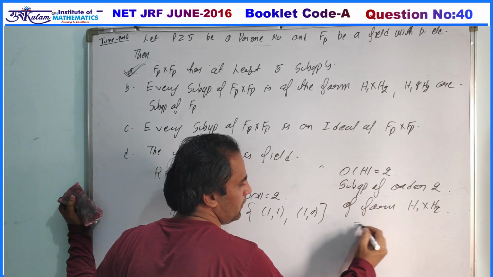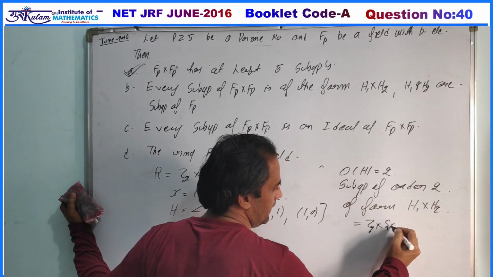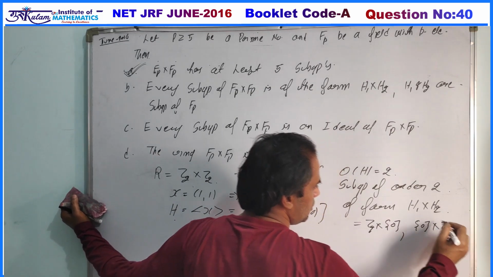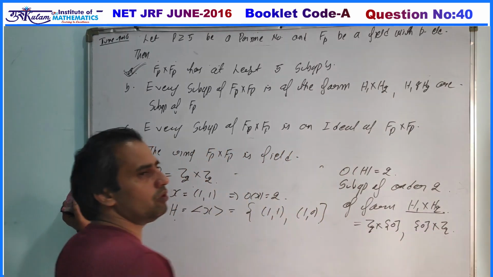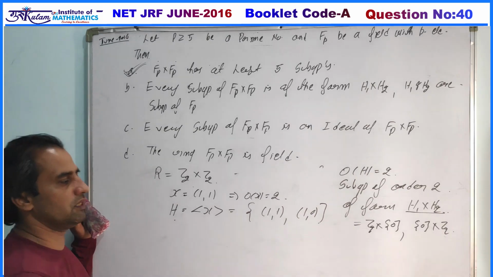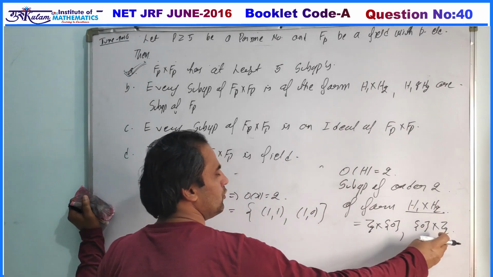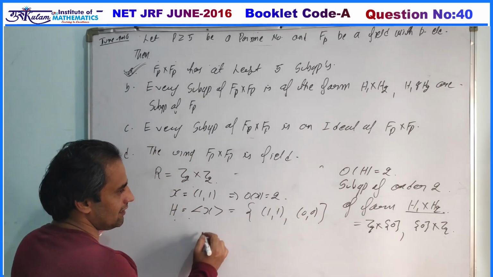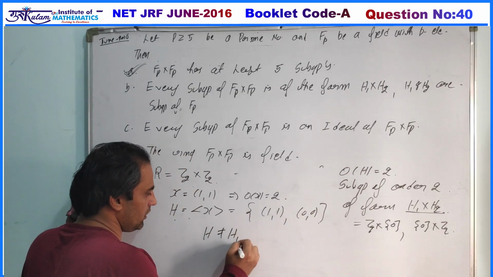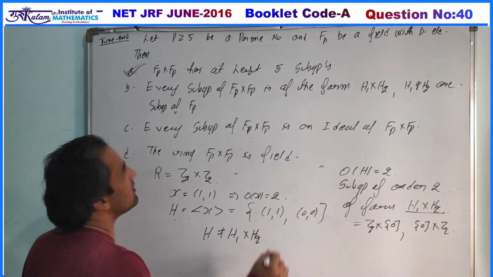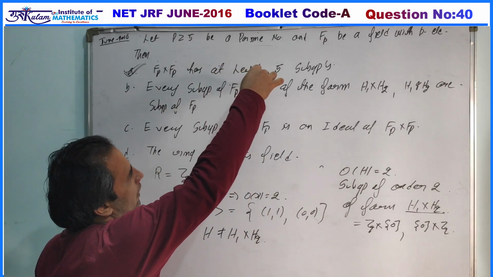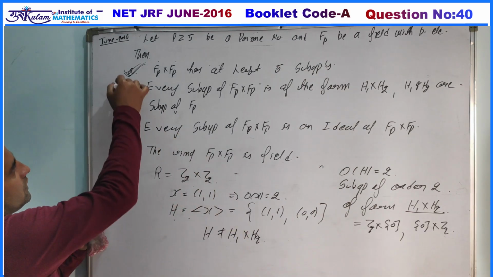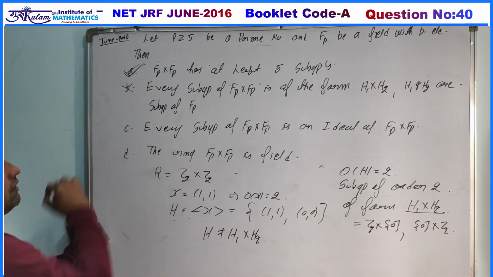So this must be of the form either Z2 cross trivial or trivial cross Z2. So the subgroups of order 2 of the form H1 cross H2 must be these two, and both of these subgroups are not equal to this subgroup. Hence this H is never equal to H1 cross H2. That is, a subgroup of Fp cross Fp need not be of the form H1 cross H2. So your second statement is definitely false.